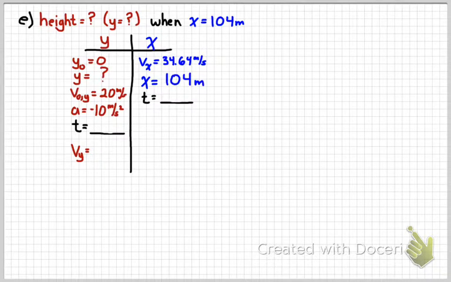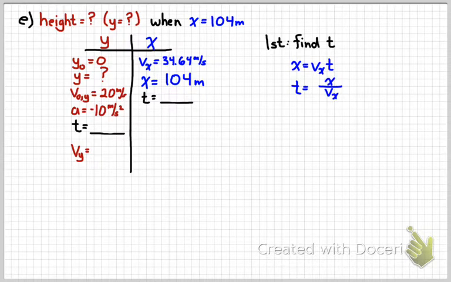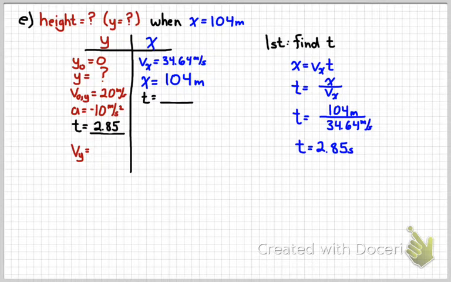So now I'm told what x is, and I'm looking for y. So I'm going to find the time first. Since my question mark's on the left side, I'm going to use the right side of my table to figure out what t is. So velocity is constant velocity equation of motion. So t is x over vx. And when we plug in, we should get like 2.85 seconds. So that goes in my table. And now that I have a time, I can find y.